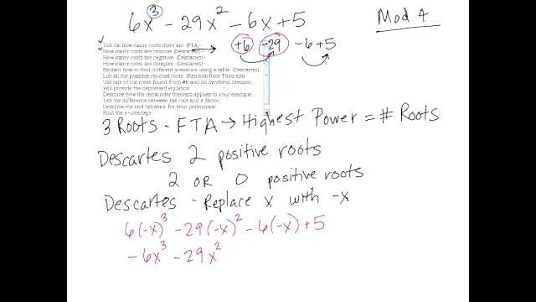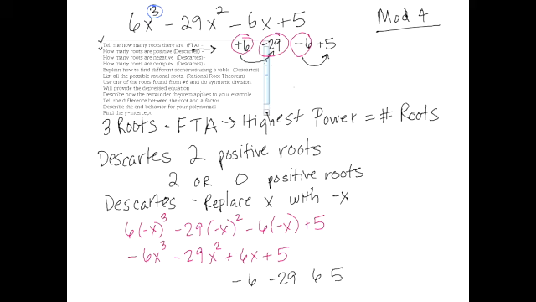Now, x to the 1, this is now a positive 6x. So that's an odd power, and it went from a negative 6 to a positive 6. And of course, the constant is not going to change. So now, if we are using Descartes' rule of signs, we're going to look at the number of sign changes. Now we have negative 6, negative 29, positive 6, positive 5.